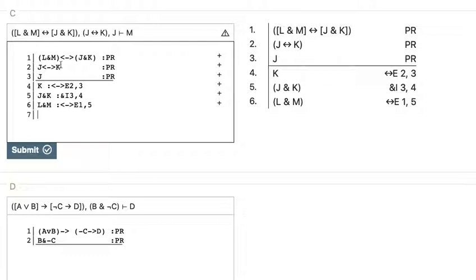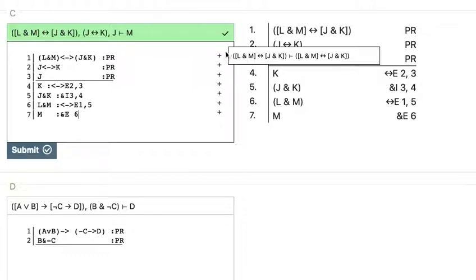We see an M in line 6. We want M on its own, though, and we can get that from line 6. We can have M by conjunction elimination on 6. And that completes the proof.